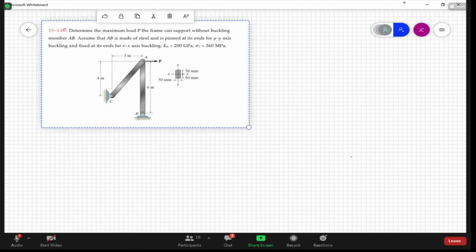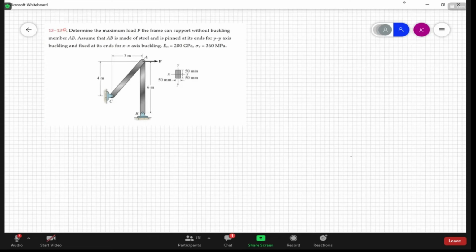All right, so let's look at this problem. This is 313 in the text. Here we have a structure made of two pinned links, AB and AC. They give you the force applied here of P, and they're asking, what's the maximum load P that the frame can support so we do not get buckling?